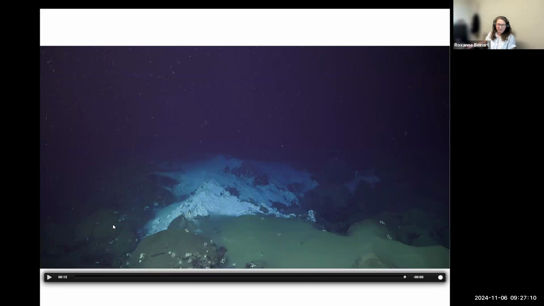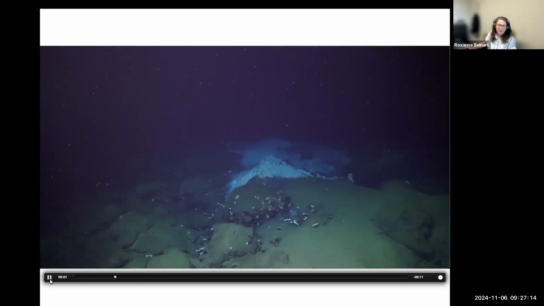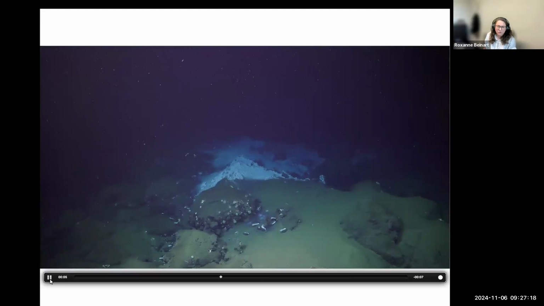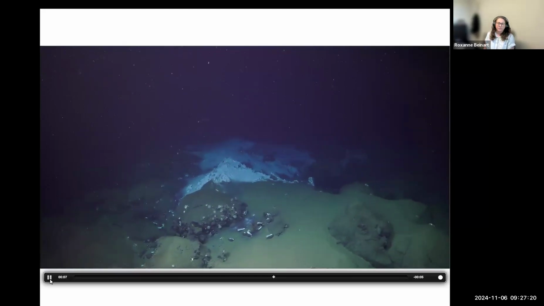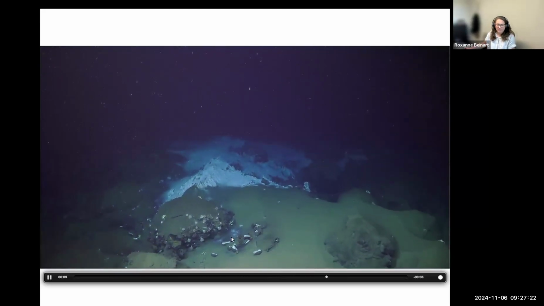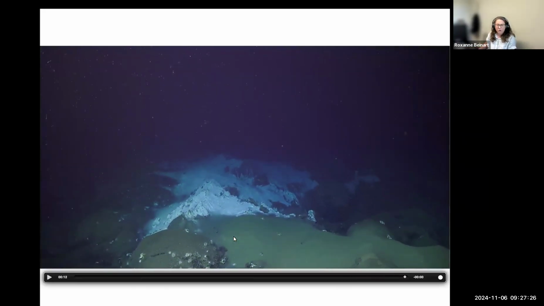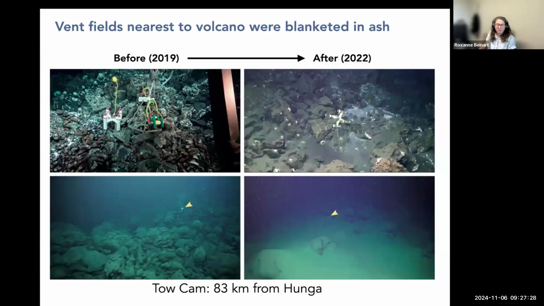But then you'll see in this video that there were also a lot of empty shells. That's what this, in the forefront there, shows: many of these empty mussel shells that have sort of fallen over. And so this heavy ash did have some pretty severe consequences for the communities of chemosynthetic animals that live there.